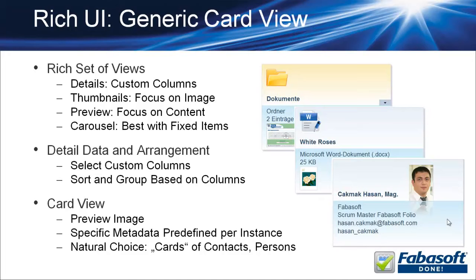In the detail view, detail data can be selected. It's possible to select custom columns and to select a specific arrangement, how to look at these, how to order and group the data that are presented. The newly implemented card view has the feature of combining some of the metadata views with previews of images. There is a preview image presented depending on the type of object looked at, and specific metadata can be predefined per object class for what is presented.